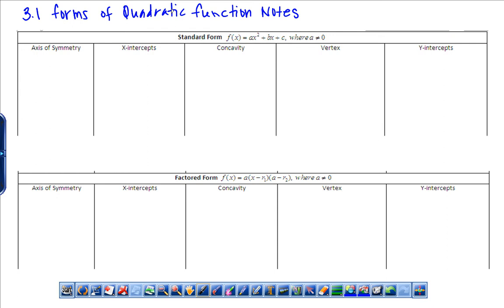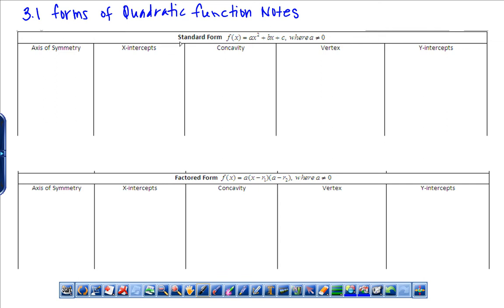Hey guys, this is your notes for 3.1. We're going to be working with quadratic functions today. So here are three different ways that you can write your quadratic functions. The first two we have already done in class, and you have seen. The last way, the vertex form, you probably haven't seen before. But you will learn that today.